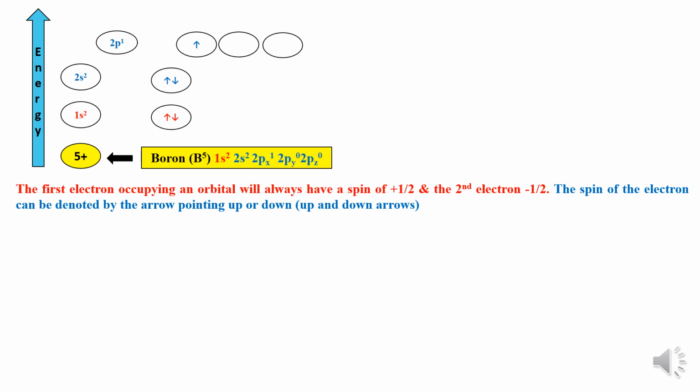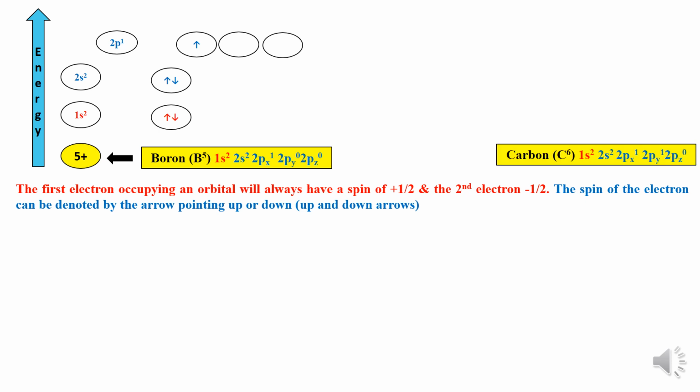And there's one principle left over, that is the Hund's rule of maximum multiplicity. So what does the Hund's rule say? It says that electrons occupy separate degenerate orbitals with parallel spins before pairing up. So here we see only one electron in the 2p orbital, that is the 2px orbital, while the 2py and 2pz orbitals are empty, as boron has only 5 electrons.